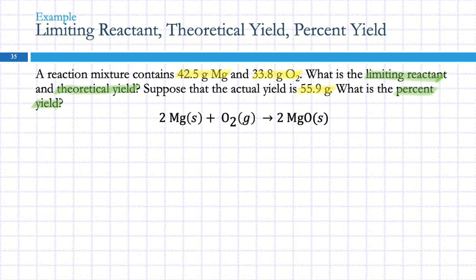Use the chemical equation to organize these masses, right? So grams of Mg, magnesium. 42.5 grams of magnesium. And 33.8 grams of oxygen. And they're asking, what's the theoretical yield? Well, I only have one product here, so they're asking me, how much of that could I make? So, question mark, grams.